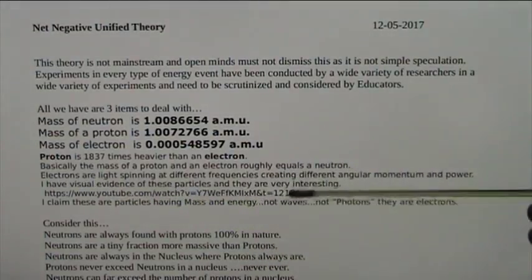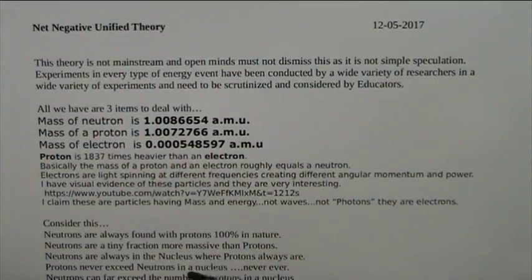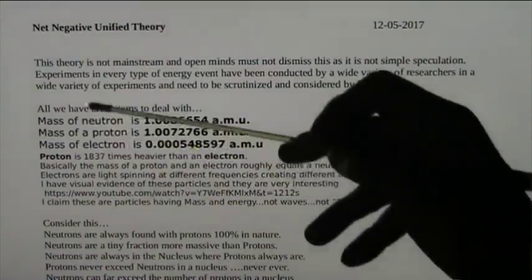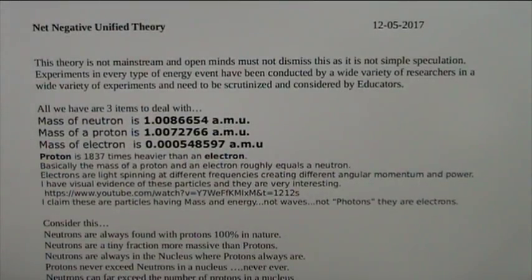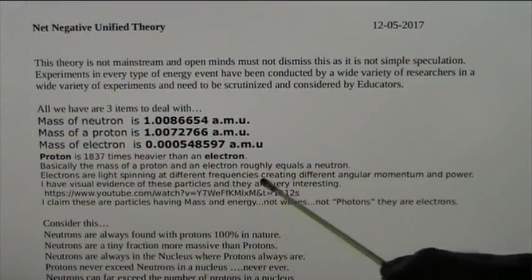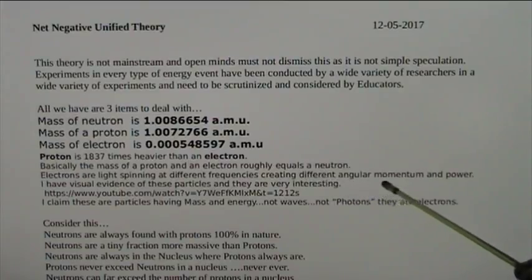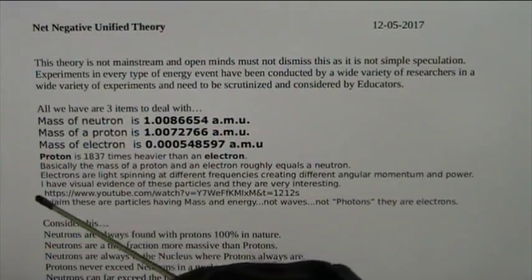Electrons are light spinning at different frequencies. I'm saying electrons are light. They are particles. They are thrown off the sun at such extreme radiation that they leave their nuclear orbits and spin off into space, unseen because they're negative, and they're all negative in space, so they don't interact with each other. So the electrons are spinning at different frequencies, creating different angular momentums and powers as they go through space. They're not all the same.